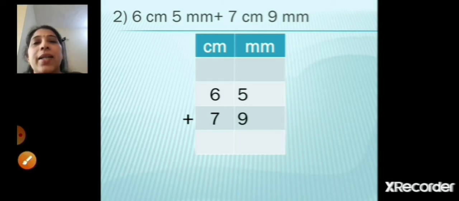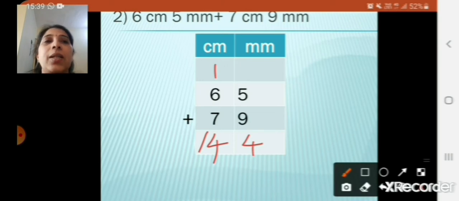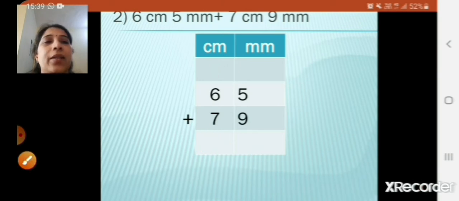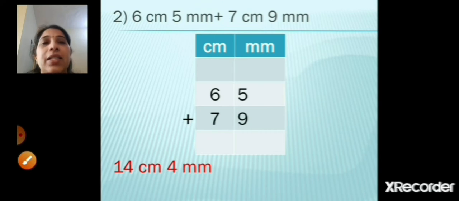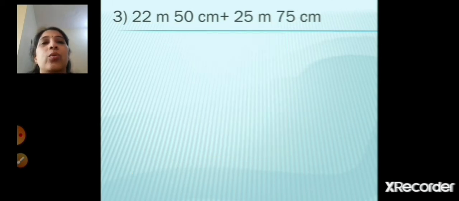Right? Now let's carry out addition. 5 plus 9 is 14. Right? So 4 you will write here. 1 you will carry over. 1 plus 6 is 7. And 7 plus 7 is 14. Right? So what answer you got? 14 centimeter, 4 millimeter, right? So your final answer is 14 centimeter, 4 millimeter. I hope students you are understanding how to do it. Let's move to the third one.